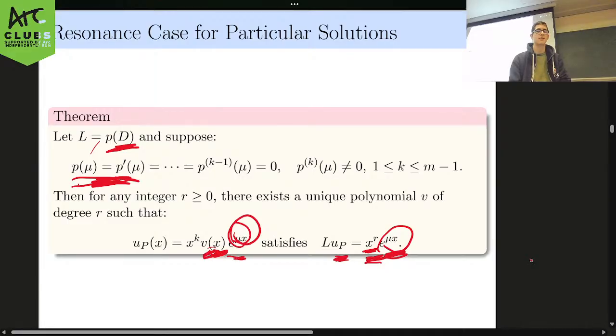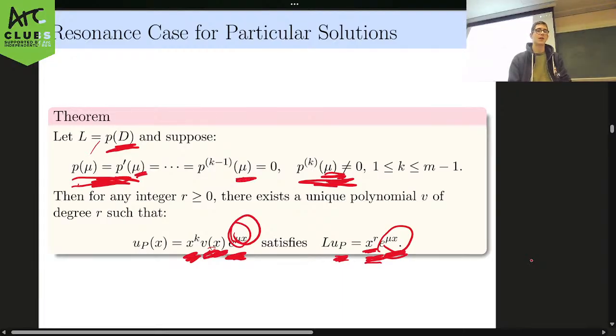And this type of guess we also made on the previous slide, where we also have e to the mu x, but we have to bump that up by x to the k, where k is the multiplicity of the root. It's the natural number such that all derivatives of p before order k are 0, whereas the kth derivative is non-zero at this point mu, okay?